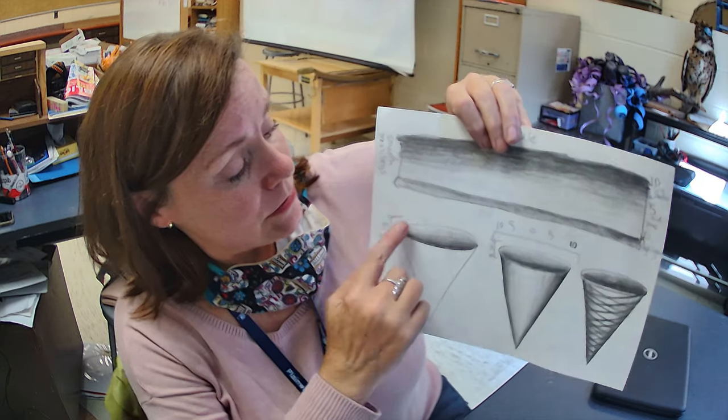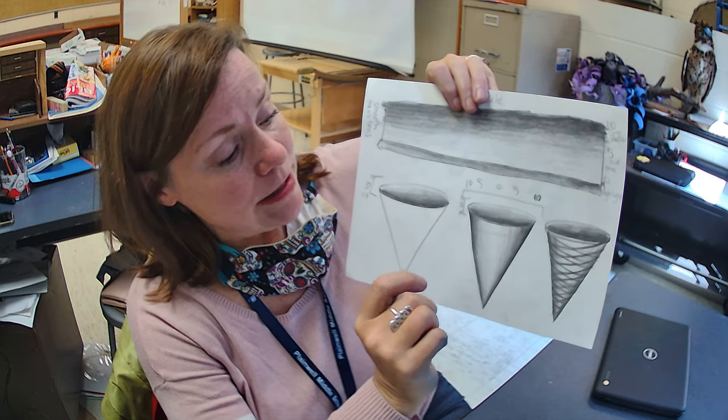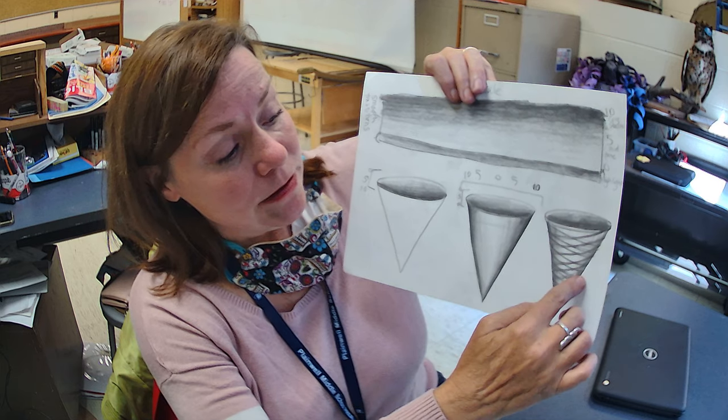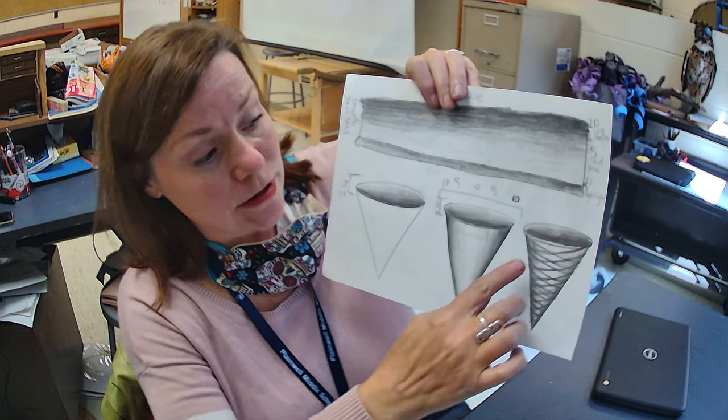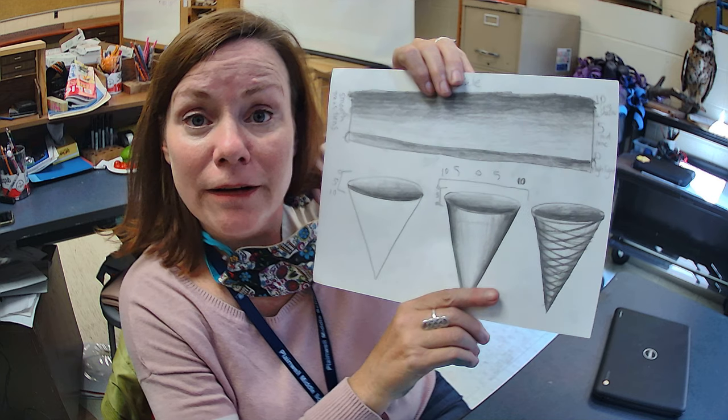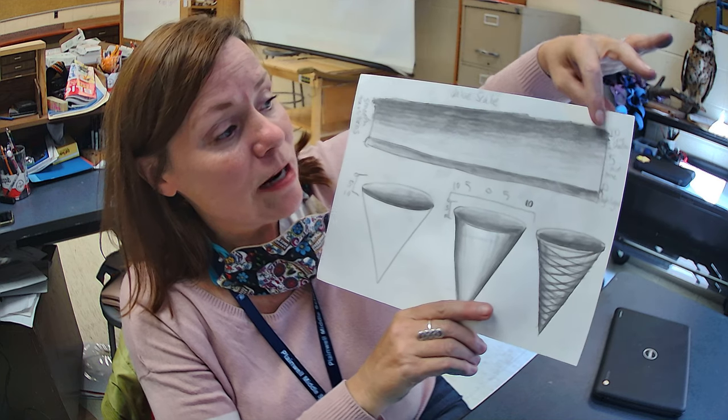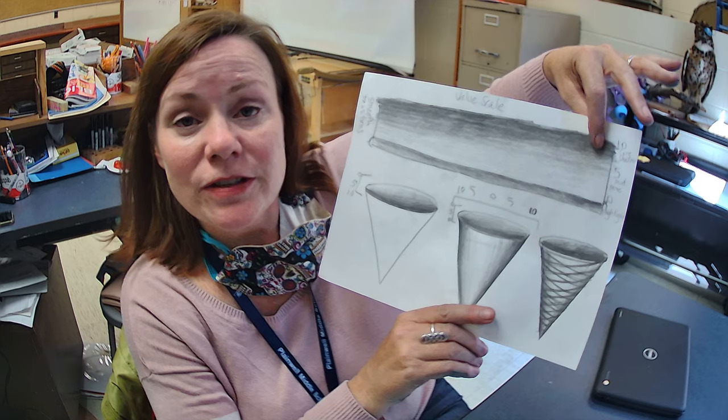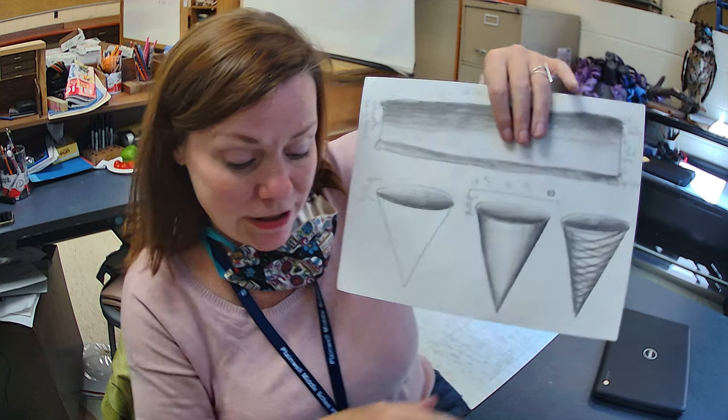Practice making your ellipses, right? Practice putting your pattern on top, okay? All right? And by the time we get ready for the drawing, you're going to have all these pieces together. And we just have to put the little cherry on top.